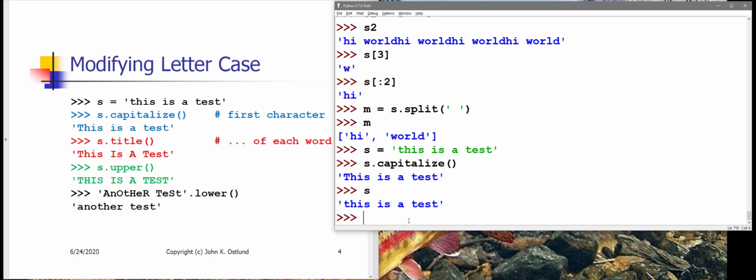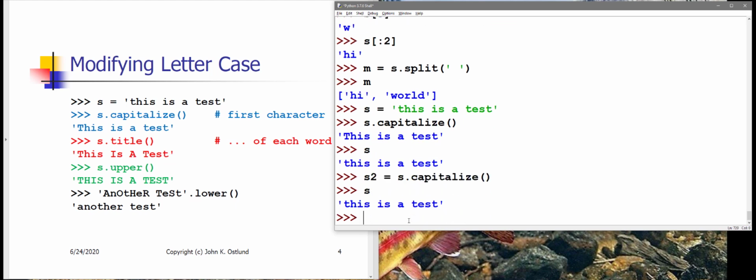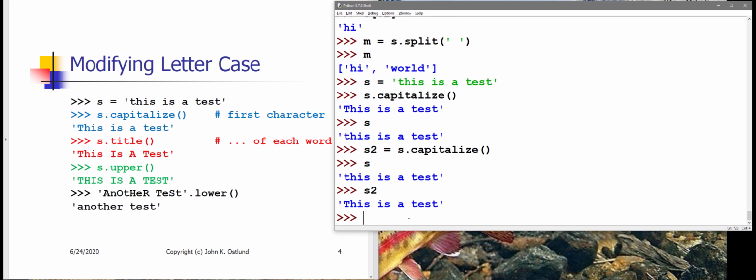If I wanted to save that modified string, I could say S gets S.capitalize, and that would save the copy. I don't actually want to do that. Let me say S2 gets S.capitalize so that you can see that S is unchanged, S2 is the capitalized version.